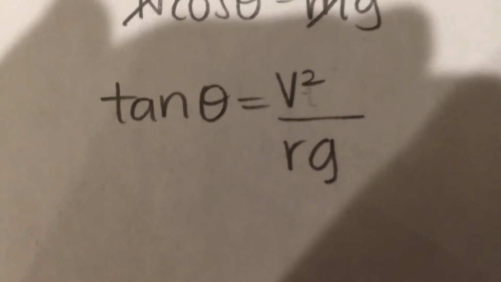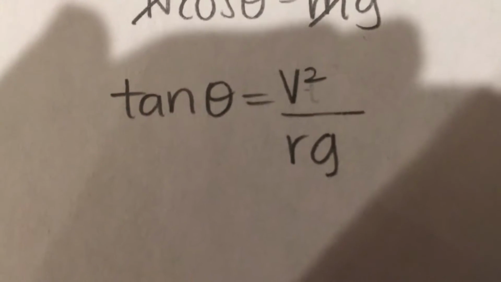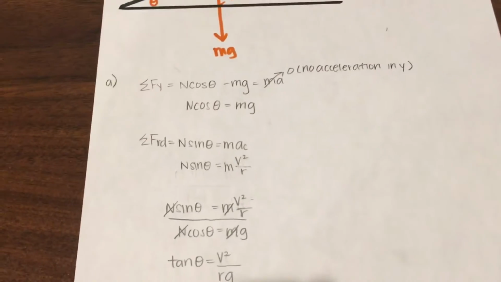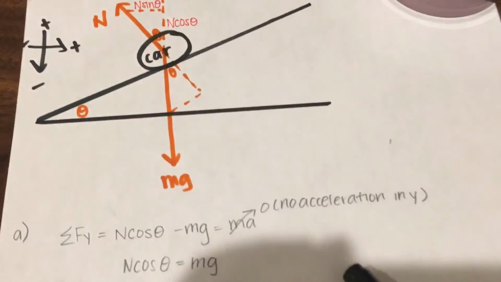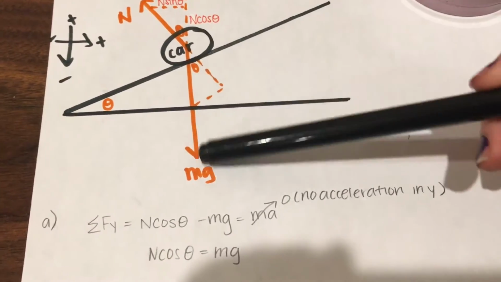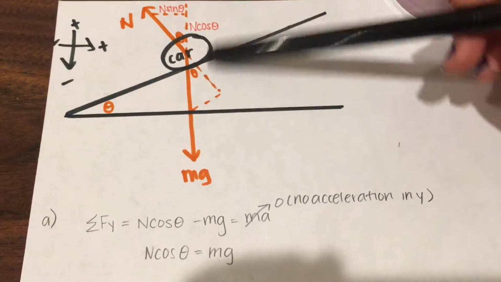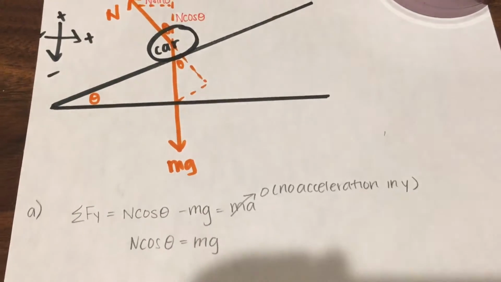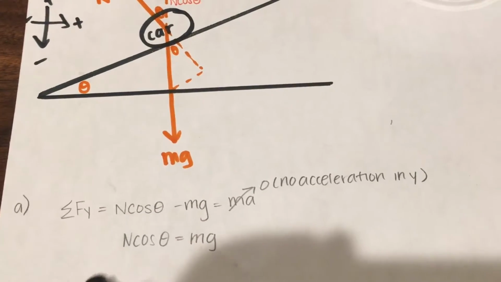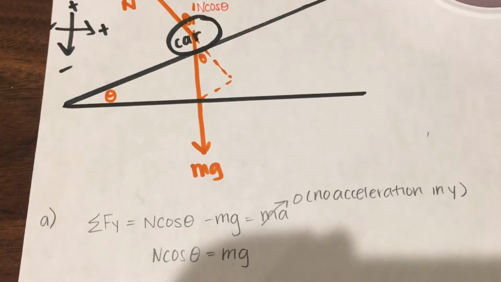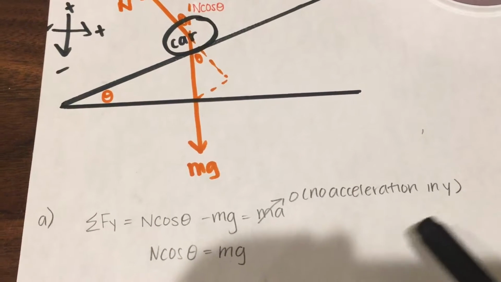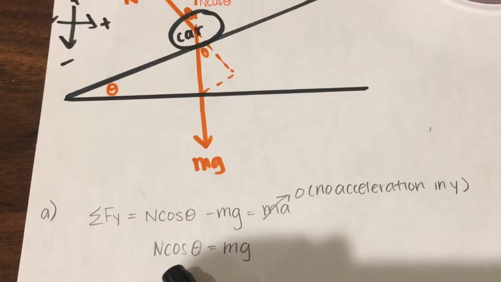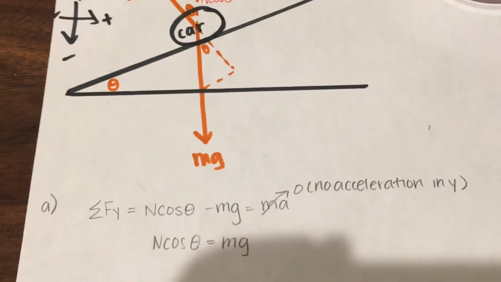For part A, we're basically just deriving tangent theta equals v squared over rg. To do so, we're going to first sum up our forces in the y direction. So in the y direction, we know that we have the weight and the y component of the normal force. And because up is positive and down is negative, we can find that normal force cosine theta minus mg is equal to ma. But because there's no acceleration in the y, that's just 0. And we end up with normal force cosine theta is equal to mg.